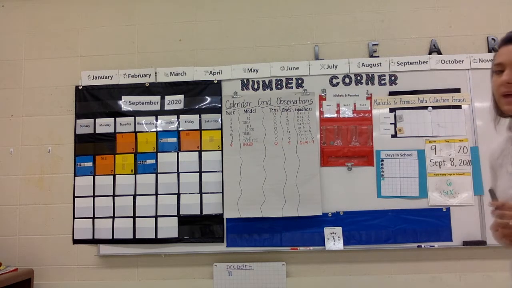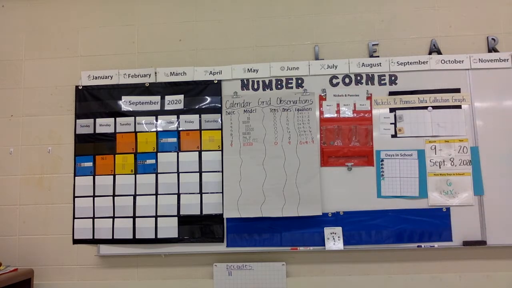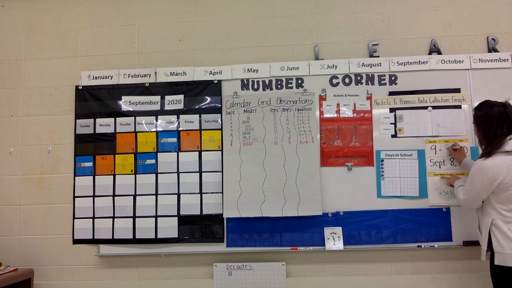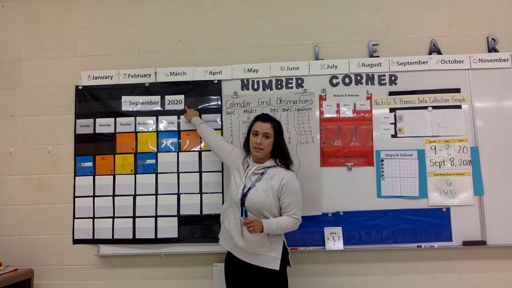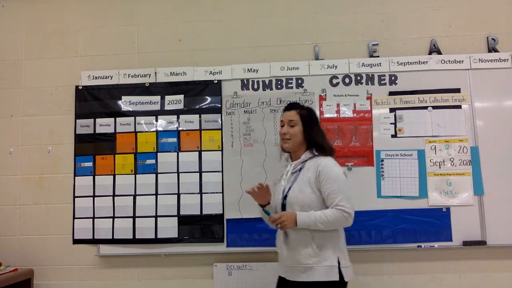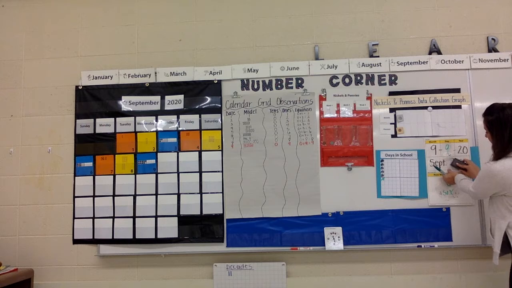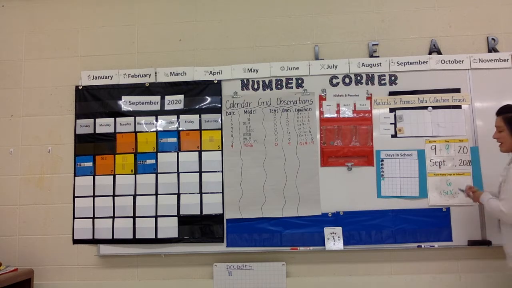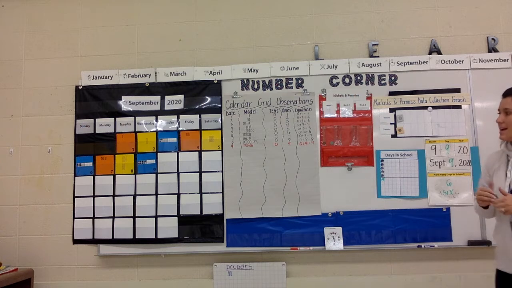If yesterday was the 8th, what would today be? It would be the 9th. You are right. Does our year change? Are we still in the same year? We are, so we're going to leave that the same. But then down here, we have to change the 8 to a 9. Because today is September 9th.